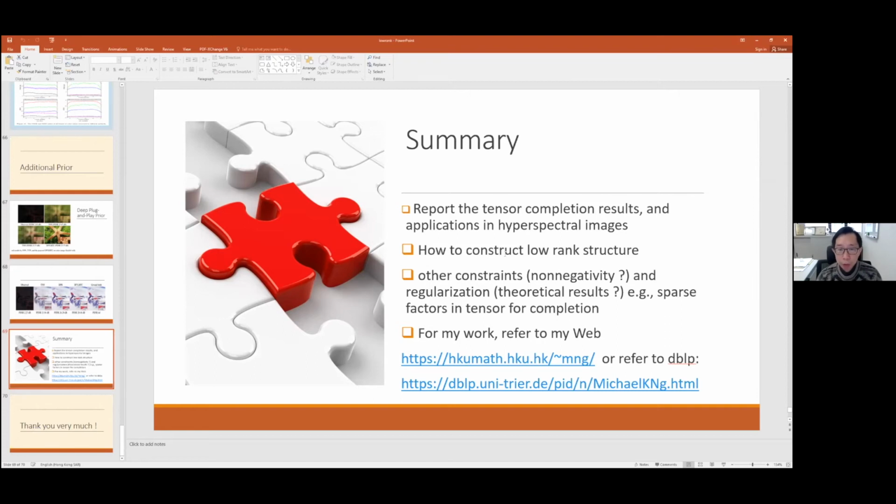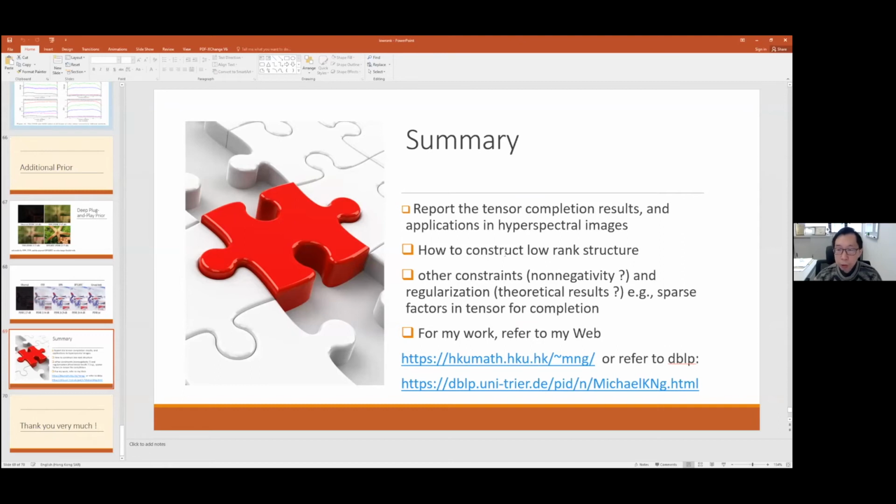I try to summarize and report some of my recent tensor completion results, mainly based on the tensor SVD, and also mention some interesting applications, in particular hyperspectral images. The main thought is not just to look at the so-called global low rank in the tensor. We can also use other methods to construct the low rank structure, and there can be many different methods. I mentioned the coupled transformation, which is also like the multi-filters method.